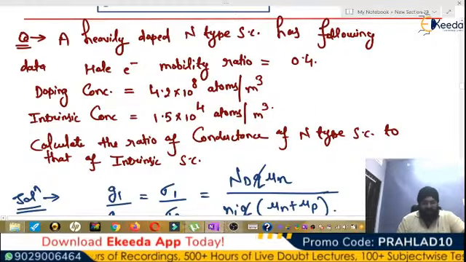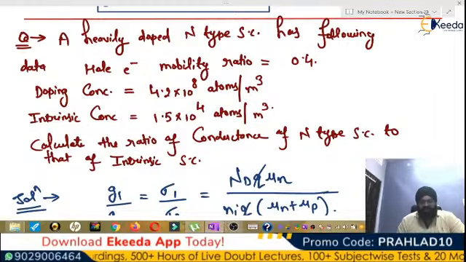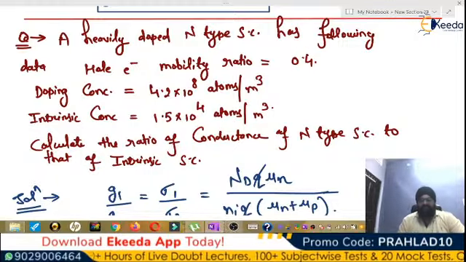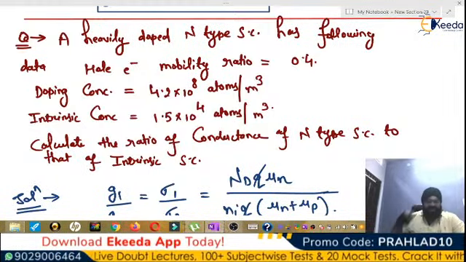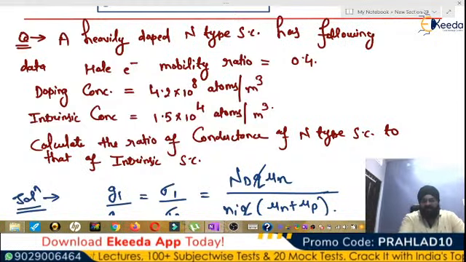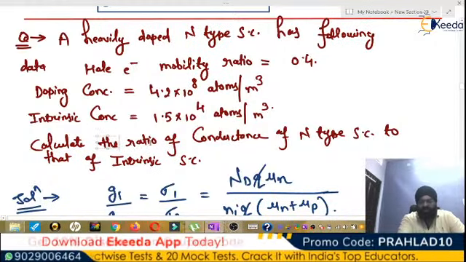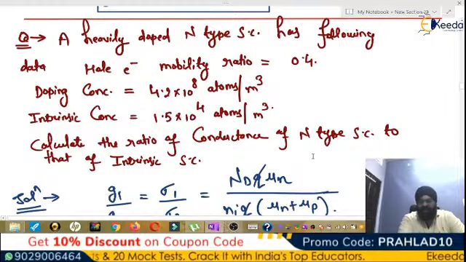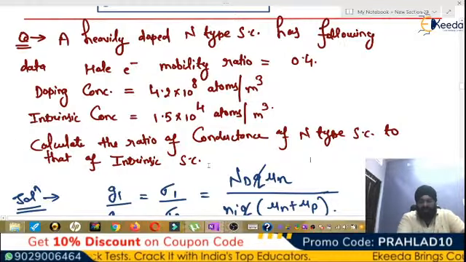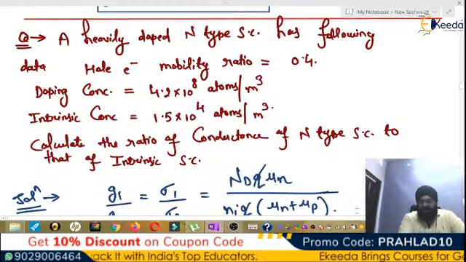Okay, and the doping concentration is 4.2 × 10^8 atoms per meter cube. Intrinsic concentration is 1.5 × 10^4 atoms per meter cube. Then calculate the ratio of conductance of n-type semiconductor to that of the intrinsic semiconductor.